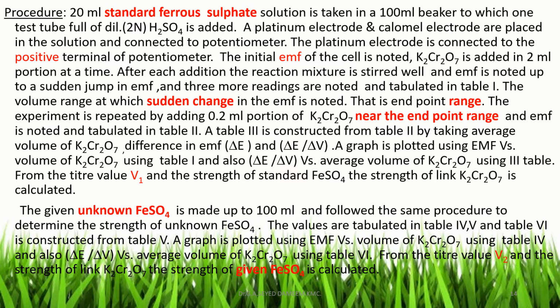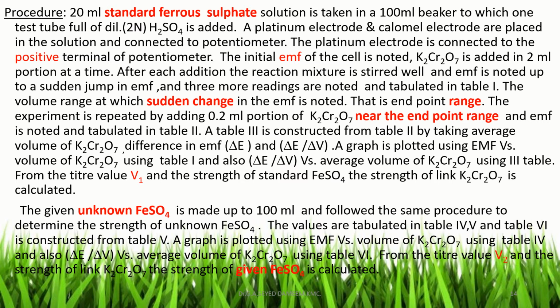Here also the EMF values on adding potassium dichromate are recorded in table 4, and on 0.2 ml addition, the EMF values are noted in another table, table 5. Table 6 is constructed from table 5. On plotting EMF versus volume of dichromate using table 4, we get a graph which shows the endpoint range.